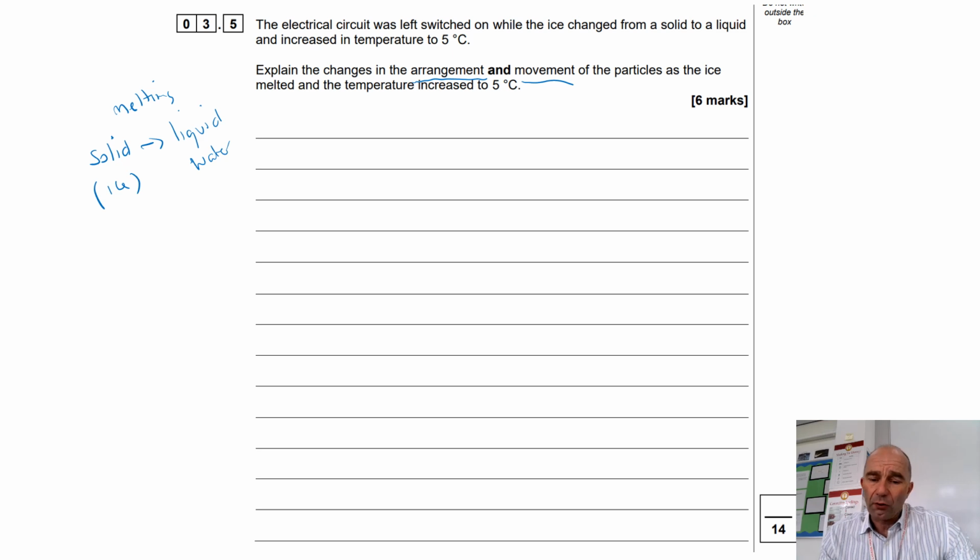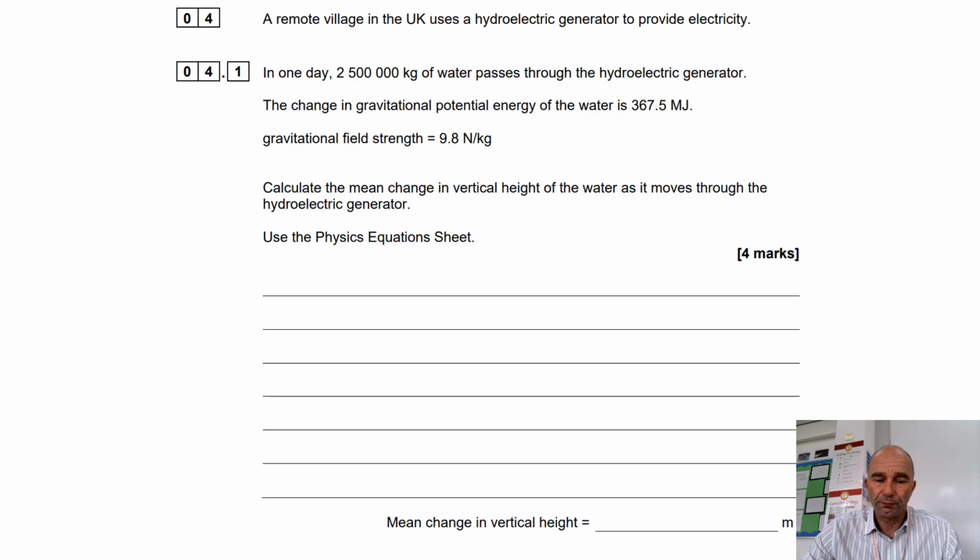Having said that, I'd also link this to energy, because it's actually the energy of the particles which affects the movement and the arrangement. But that should be the kind of question where you're looking at gaining at least 6 marks every time. That whole question is out of 14 marks. Hopefully you got 14 out of 14 because there were some nice questions in that one.